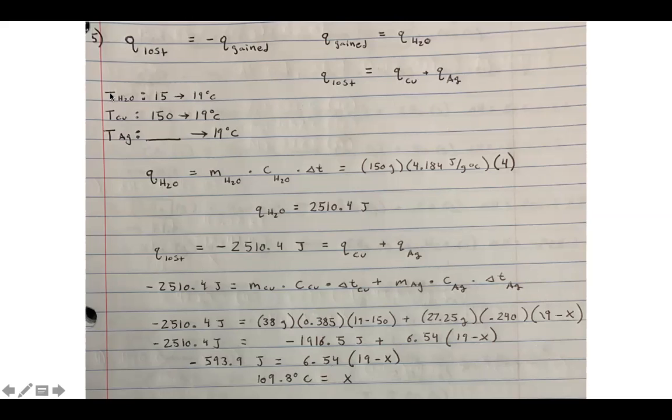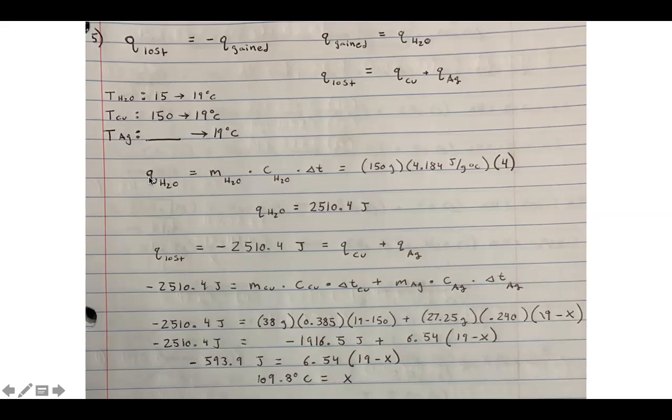Here I just wrote my temperatures. My water went from 15 to 19 degrees Celsius. My copper went from 150 degrees Celsius to 19 degrees Celsius. And the temperature of my silver went from some unknown initial temperature, that's what we're solving for, down to 19 degrees Celsius. Again, in a heat exchange problem like this, your final temperature should always be the same for all the species, because they're going to come to thermal equilibrium at the same temperature. So let's focus on what we first do know.